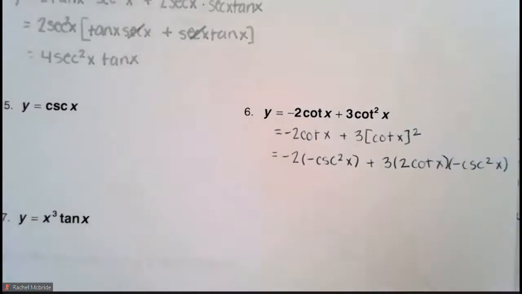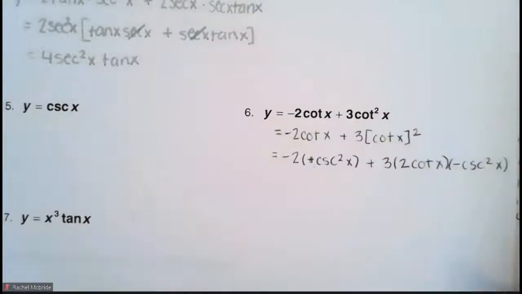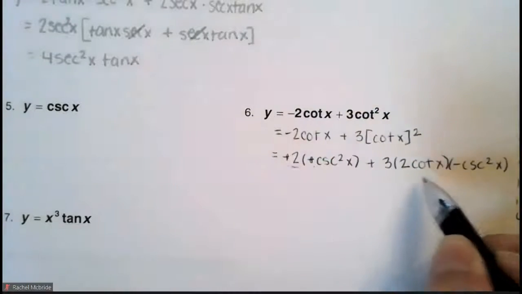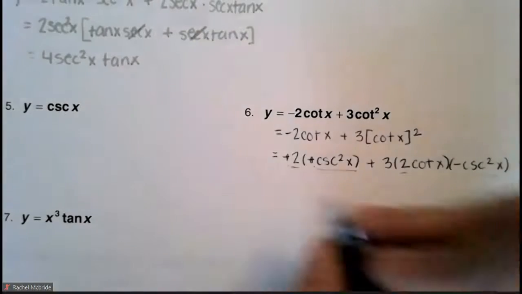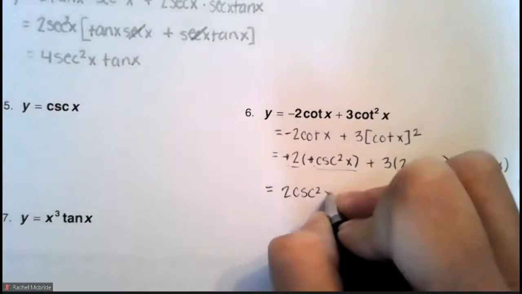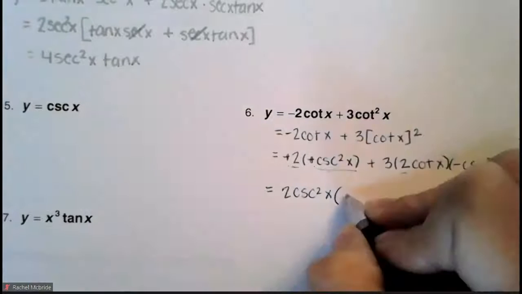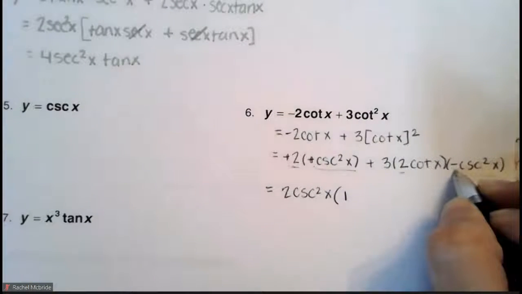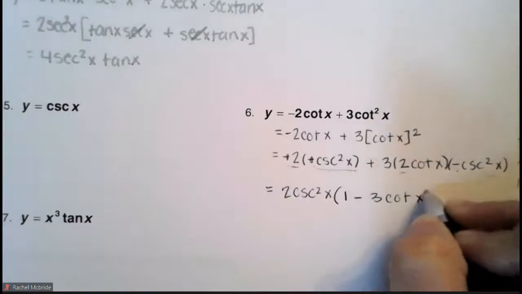so then what you'll notice is I have a negative times a negative, which is a positive. Here I have a 2, I have a 2. I have a cosecant squared. So what you can do is take out that GCF of 2 cosecant squared x, leaving behind 1. It leaves the negative 1 here, 3 cotangent x.